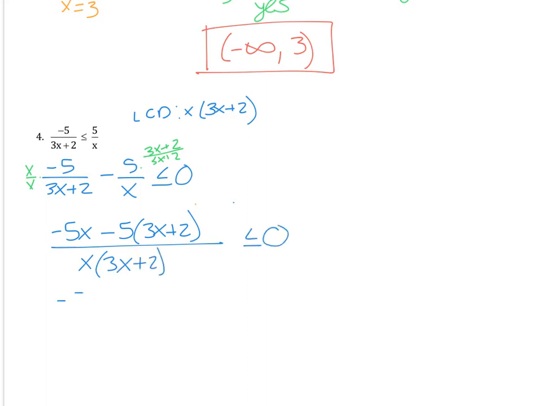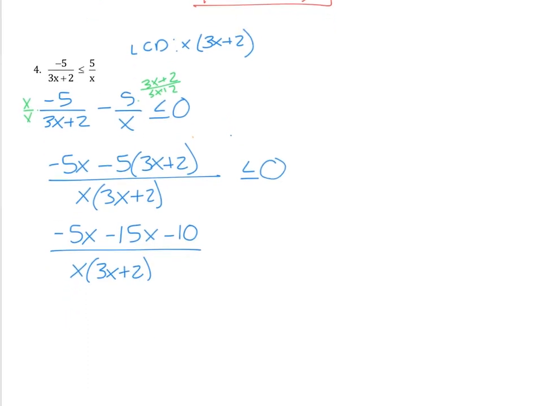Now I'll go ahead and distribute on the top, so negative 5x minus 15x minus 10. And I end up with negative 20x minus 10 over x times 3x plus 2. So I'll go ahead and set each of those parts equal to 0 to get my critical values.